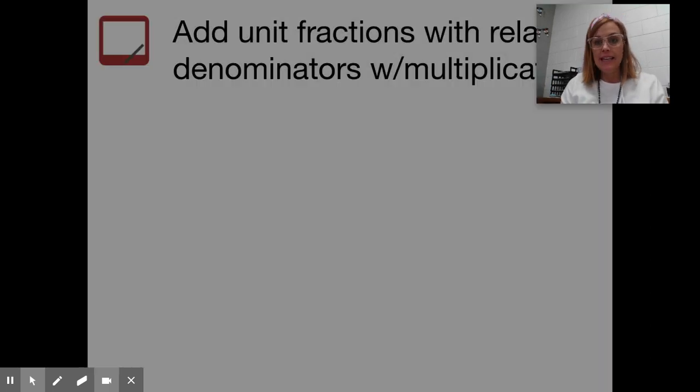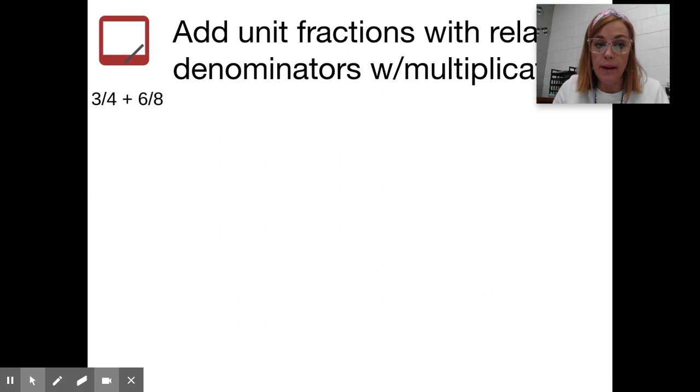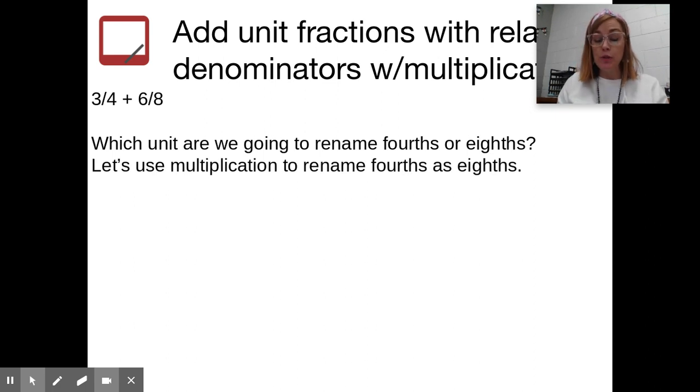Let's see. Last thing we're going to do is we're not going to use any models at all. This is my preferred method or strategy for you. I love to be able to show it with a tape diagram or a number line, and if that helps you, yes, do that. But I want you to be able to just use multiplication to get your common denominators, okay? So for instance, let's take 3/4 and 6/8. Which unit are we going to rename? Well, we're going to rename our fourths and make it 8ths, right? And we're going to use multiplication to do that.